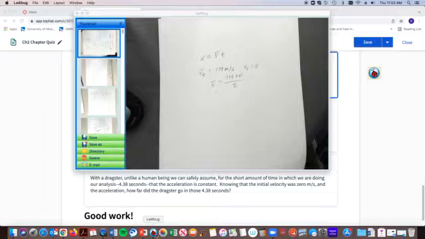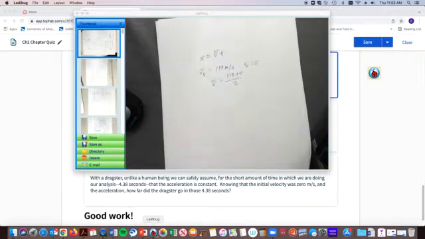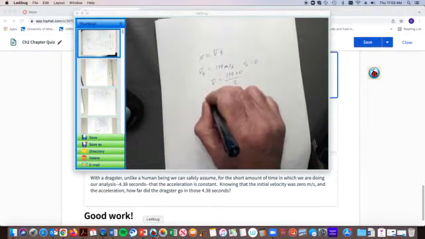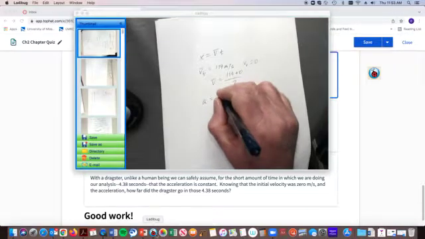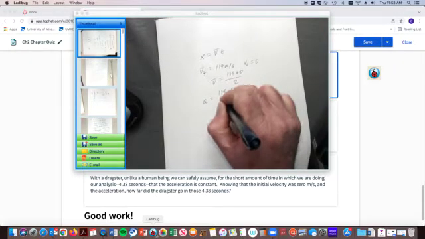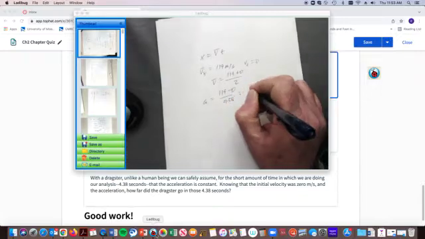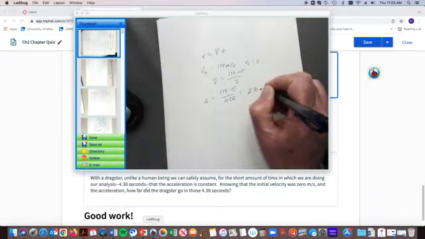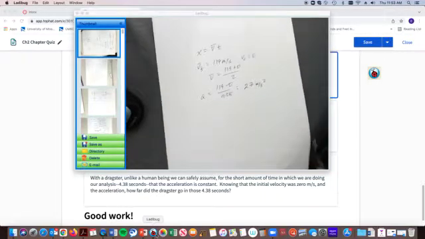The other way to do it, you had to find the acceleration. Well, the acceleration is equal to 119 minus 0 over 4.38, which comes out to be 27 meters per second squared. That's huge. Okay.